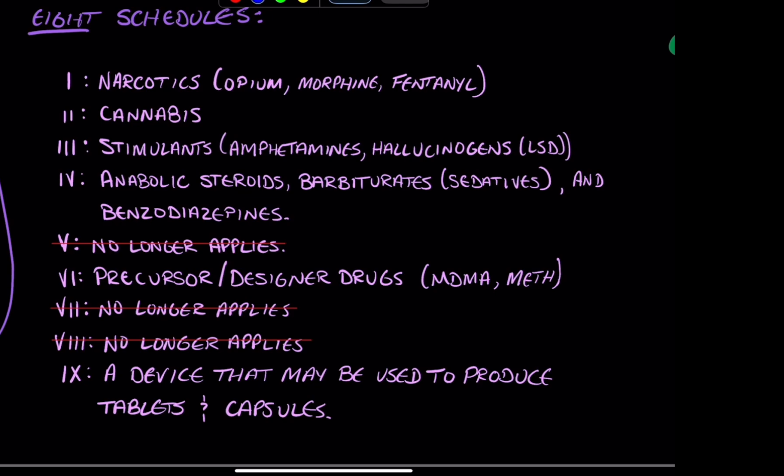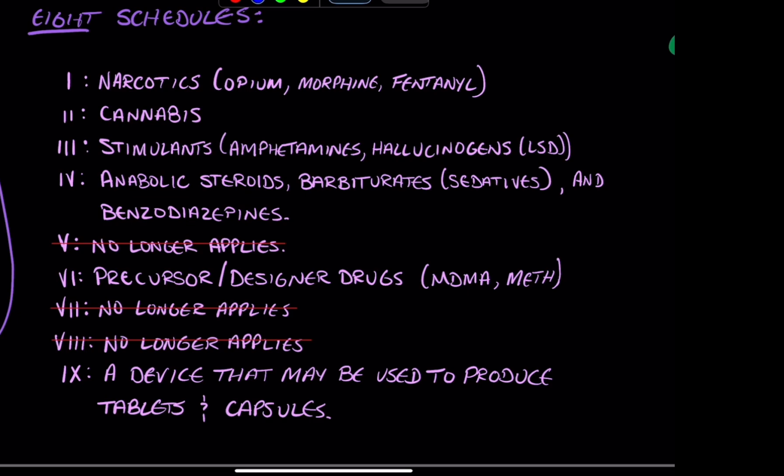schedules at this point. So schedule 1 would be your narcotics. You're looking at opium, morphine, fentanyl, those sedation medications, right? The ones that people are getting high on the side of the streets, those kinds of things. Number 2 is your cannabis, cannabinoids, whether it be oils, edibles, anything that has cannabis in it. Schedule 3 will be your stimulants, so you're looking at amphetamines, hallucinogens, LSD, and it's important to remember that when you look at stimulants like this, it's not like your designer drugs, which are the street versions of them.